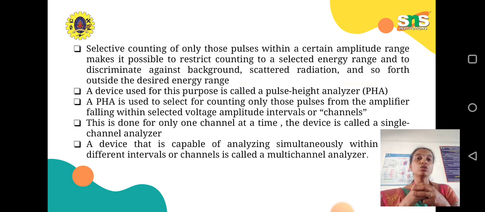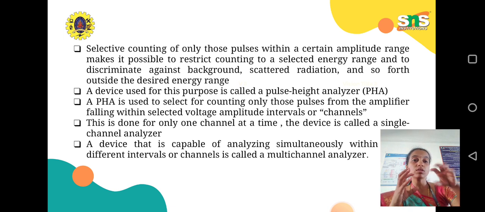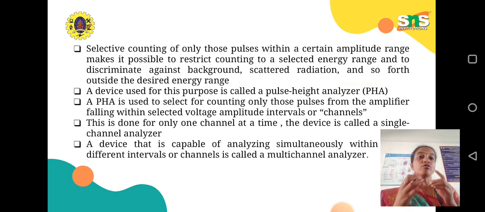A device used for this process is called a pulse height analyzer. A device which is used for identifying this background radiation, scattered radiation, and radiation outside the desired energy range is called a pulse height analyzer. A pulse height analyzer is used to select for counting only those pulses from the amplifier falling within a selected voltage amplitude.